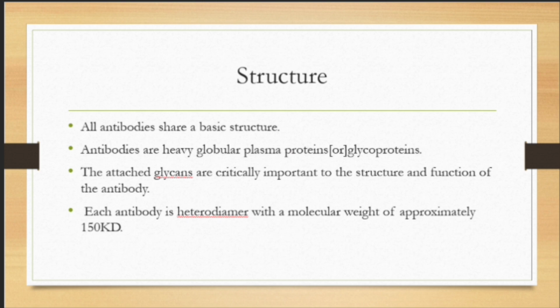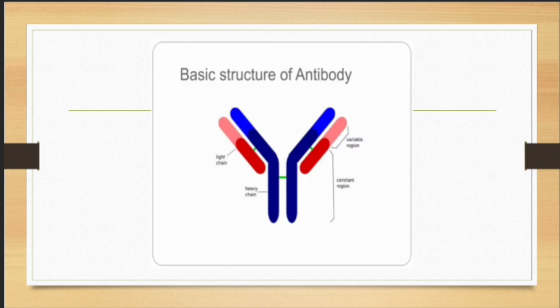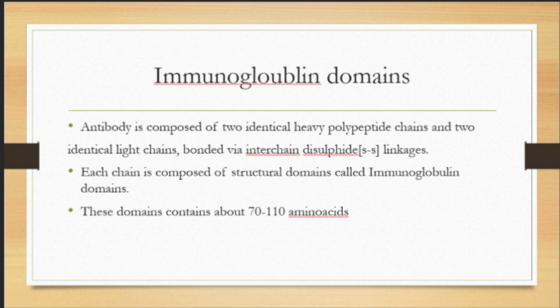Structure. All antibodies share a basic structure. These antibodies are heavy globular plasma proteins or glycoproteins. The attached glycans are critically important to the structure and functions of the antibody. Each antibody is a heterodimer with a molecular weight of 150 kDa. This is the basic structure of the antibody. It has a light chain and a heavy chain, a constant region and a variable region.